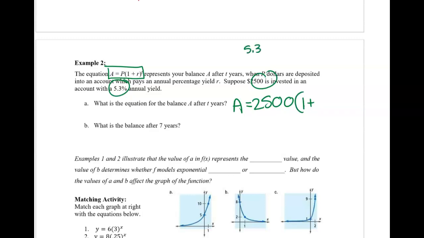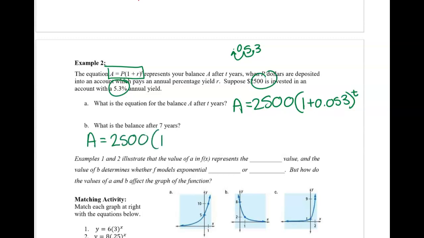To make it a decimal, you divide it by 100 or move the decimal 2 to the left and fill in a 0. So we get 0.053 to the power of t. That's the general formula.